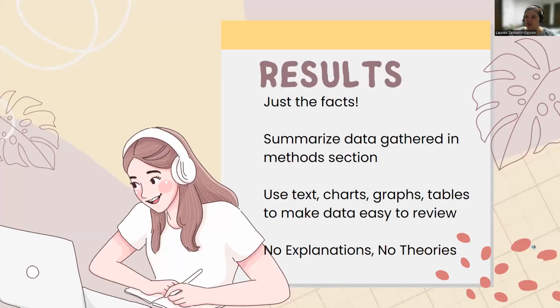So next is the results. It's just the facts. It's not an interpretation. It's just the information that was gathered. They're going to summarize the data that they got in that method section. They're going to use text, charts, graphs, tables, and that's going to make that data easy for you to review and understand. There's no explanation, no theories involved. It's just the data, just the facts that were collected.